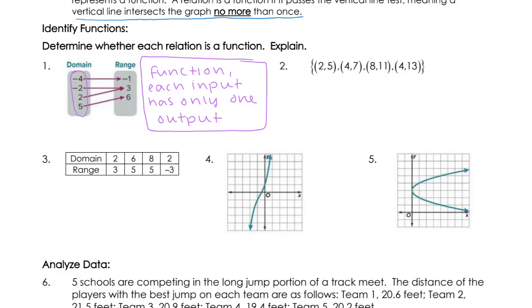Number 2, this one, again, we're looking for if any of our x values repeat. And in this case, I see that 4 is there twice. So that means 4 maps to 7, and it also maps to 13. This cannot happen because, again, that vocab word for function says there's exactly one output for each input. So right now, 4 has two different outputs. So in this case, this would be not a function, and we would say because 4 has two outputs.